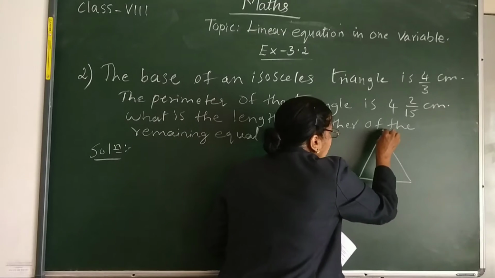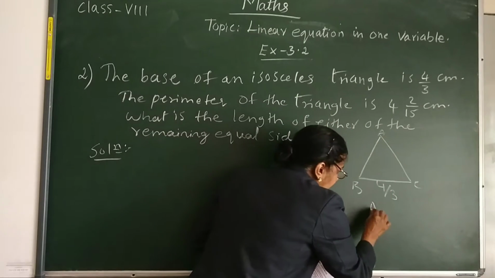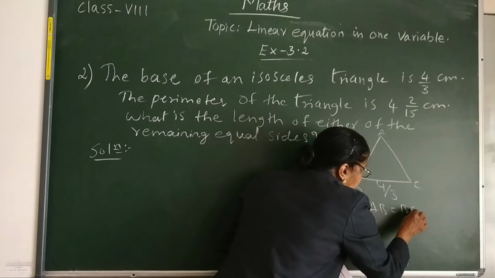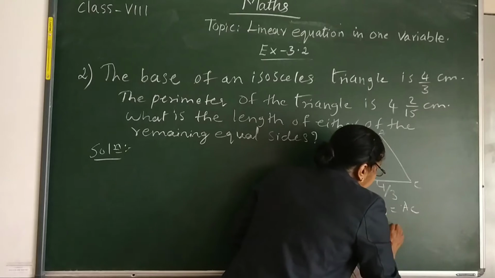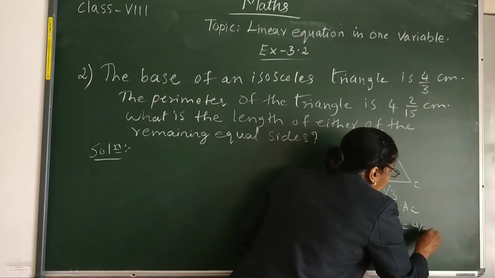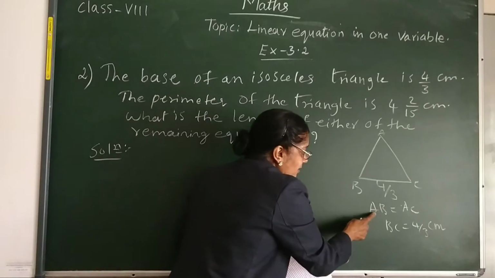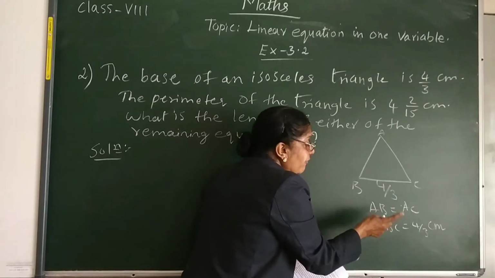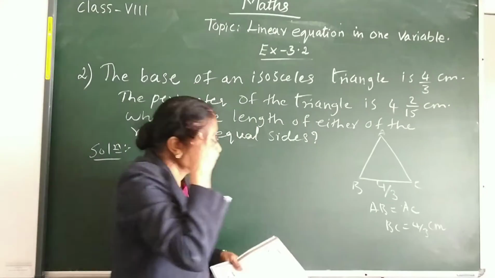So ABC is an isosceles triangle, then AB will be equal to AC, meaning the remaining two sides are equal, and BC is given as 4 by 3 centimeters. So we have to find out what is the measurement of AB and AC. If we find out AB, we will get AC also because AB is equal to AC.